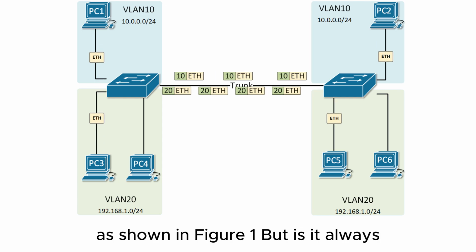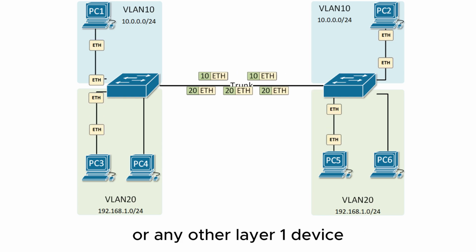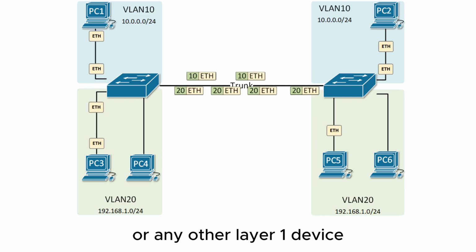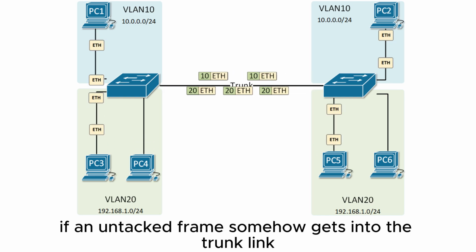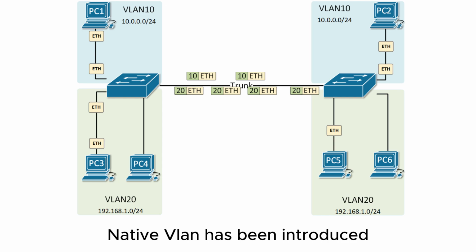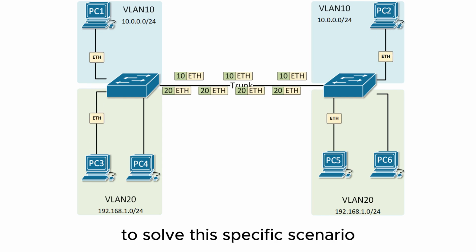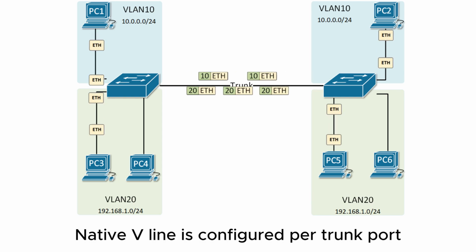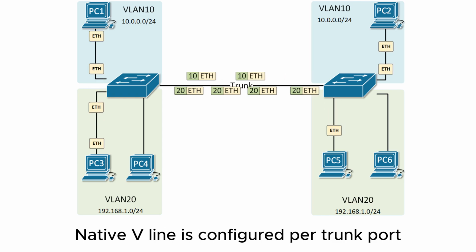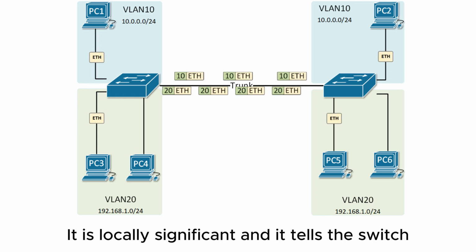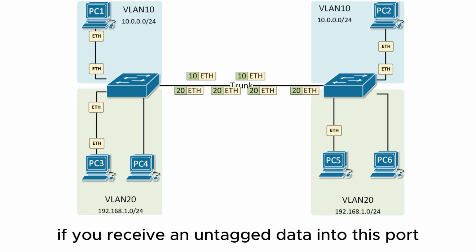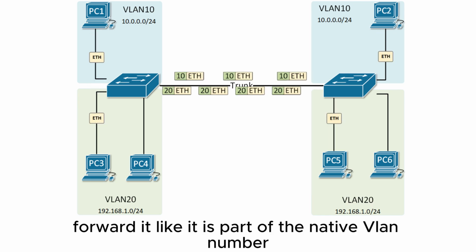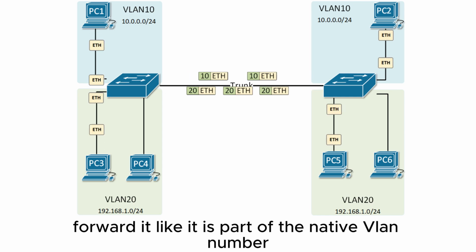But is it always? What if there is a hub in the way or any other Layer 1 device? What will happen if an untagged frame somehow gets into the trunk link? Native VLAN has been introduced to solve this specific scenario. Native VLAN is configured per trunk port. It is locally significant, and it tells the switch, if you receive untagged data into this port, forward it like it is part of the native VLAN number.